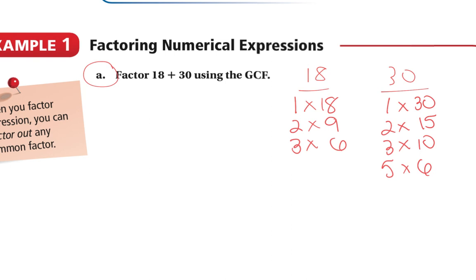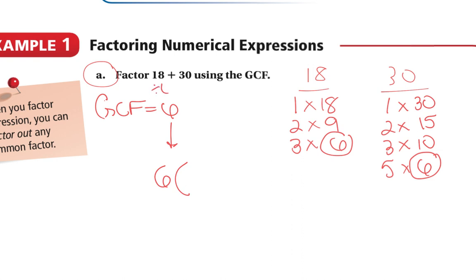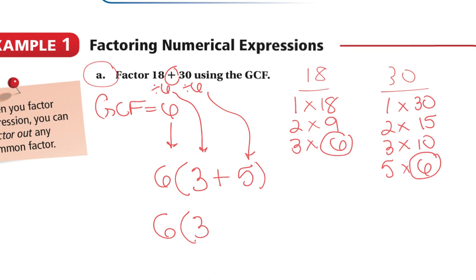Now the greatest common factor between 18 and 30 is 6. 6 is the biggest number that is a factor of both of them. So the 6 is going to go outside the parentheses, because we're dividing out the greatest common factor from 18 and from 30. We're going to put inside what's left over. So 18 divided by 6 is 3, plus 30 divided by 6 is 5. So our factored expression is 6 times (3 plus 5).